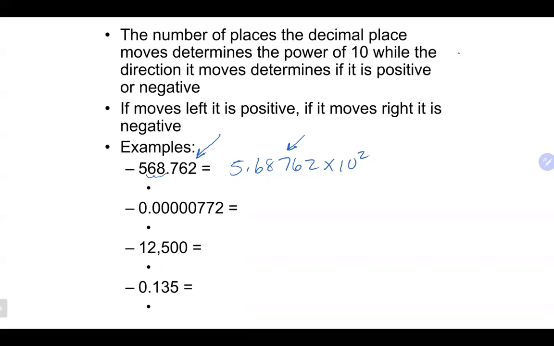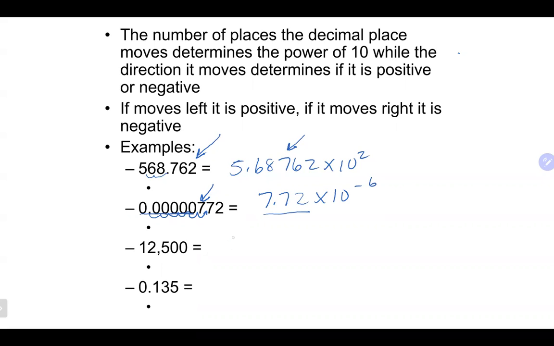In this case, on the next one, we need to go to the right, which is 1, 2, 3, 4, 5, 6 places to the right. That gives us 7.72 times 10 to the minus 6. Again, small number, negative exponent. Even though it has all these zeros at the beginning here, we don't start counting until we get here. That's 3 significant figures, which we also maintained when we turn it into scientific notation.